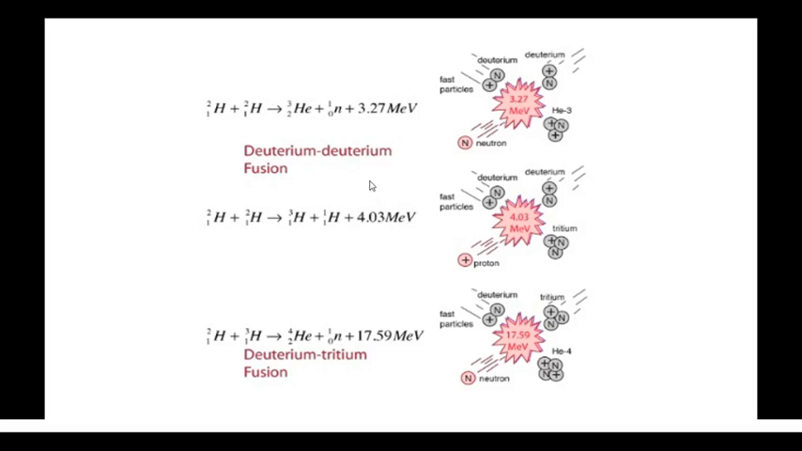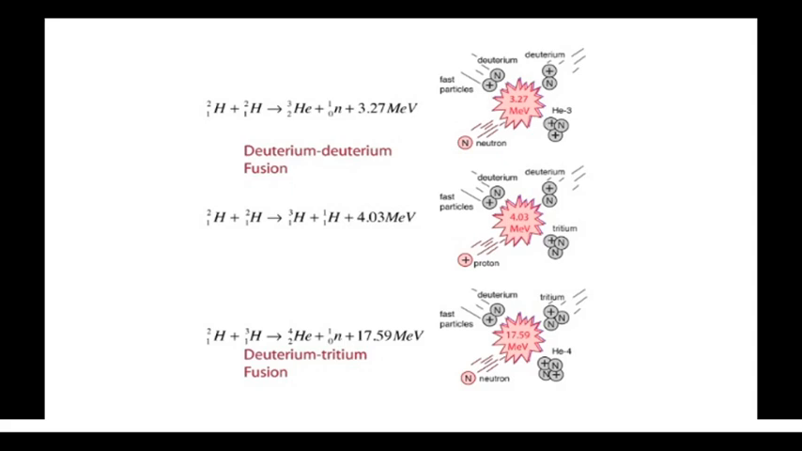Equal probabilities means whenever two deuterons fuse, either the first reaction can occur or the second reaction. So both these DD reactions have the same probability. So that is the deuterium-deuterium fusion reaction.